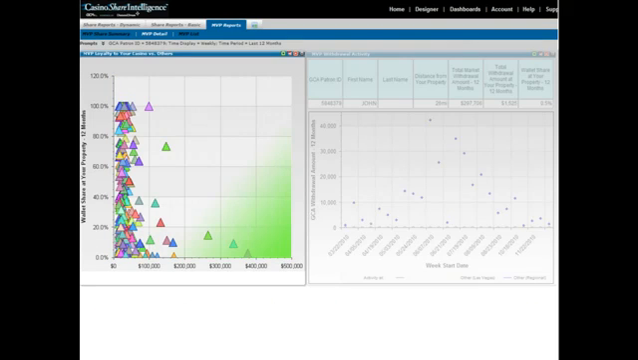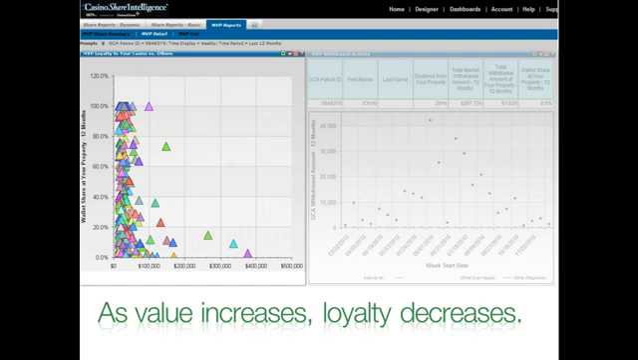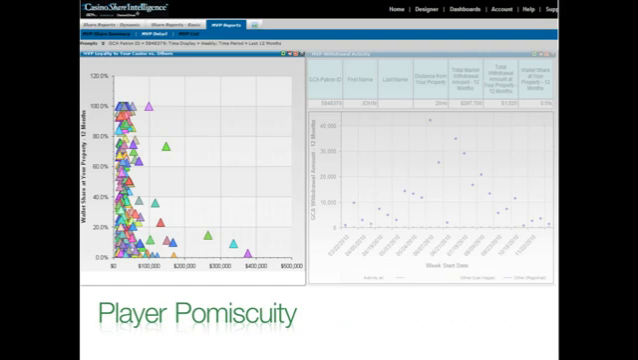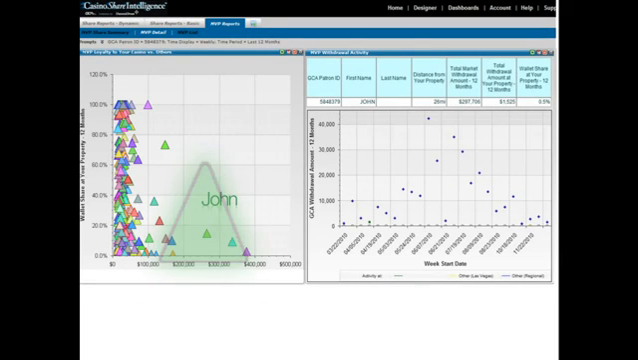The nearer the triangle is to the lower right, the greater the opportunity you have. The majority of casinos see triangles well below 50% wallet share, and as their value increases on the x-axis, the average loyalty level goes down. Gary Loveman coined the term player promiscuity and learned that the bigger the player, the less loyal he or she is to one property. We've confirmed this finding at numerous casinos.